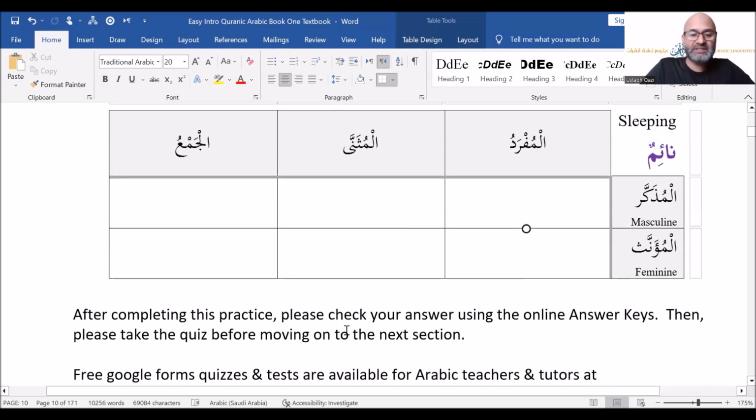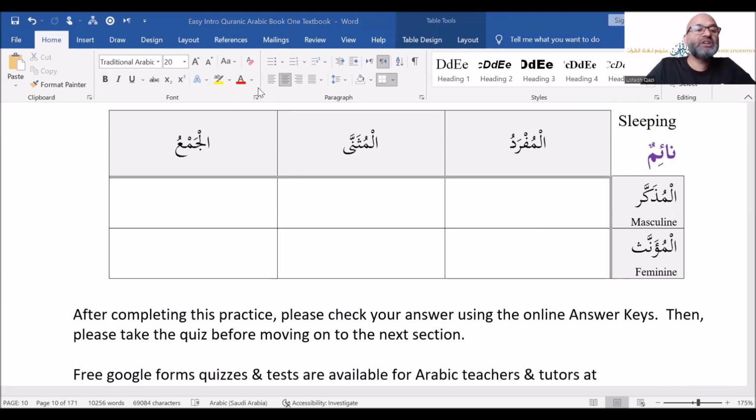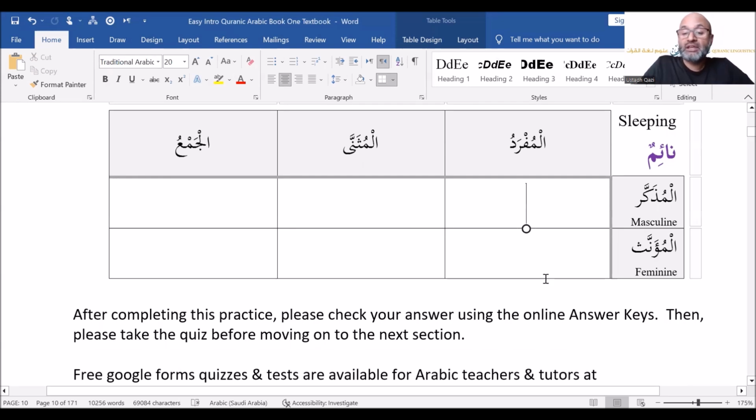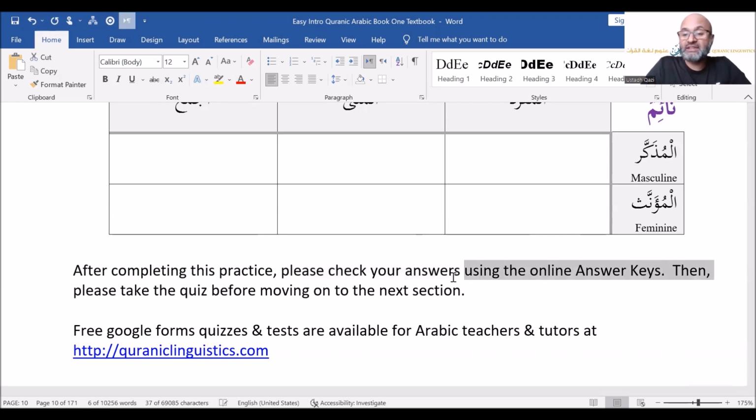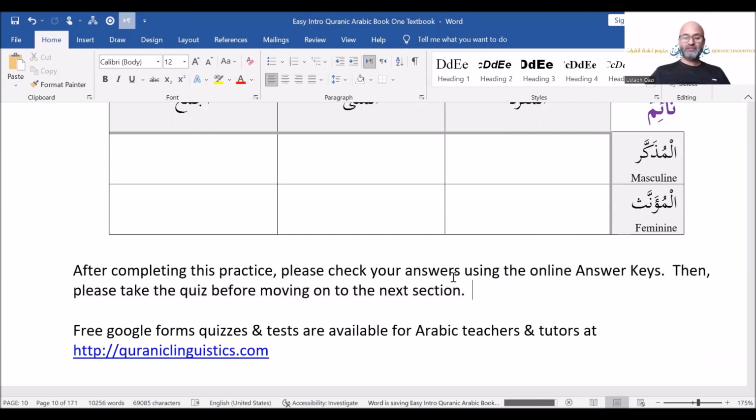And that's the practice homework for you. After completing this practice for all these words, please check your answers using the online answer keys at QuranicLinguistics.com. Then there's a quiz. Take the quiz. The link of the quiz will be shared, inshallah.